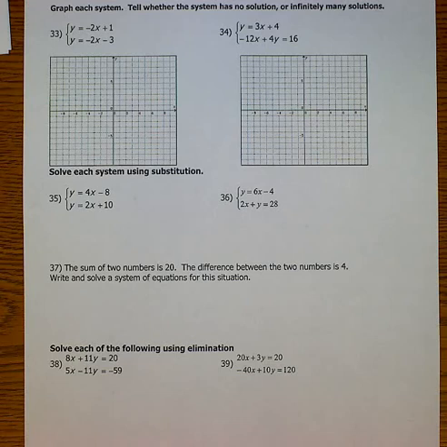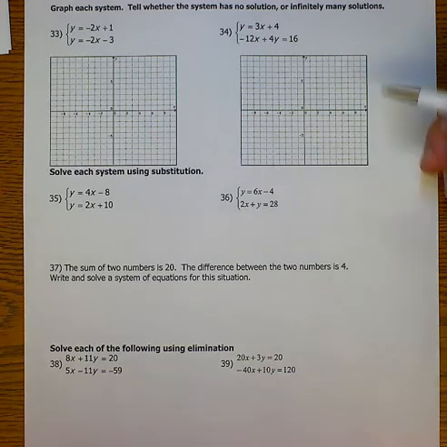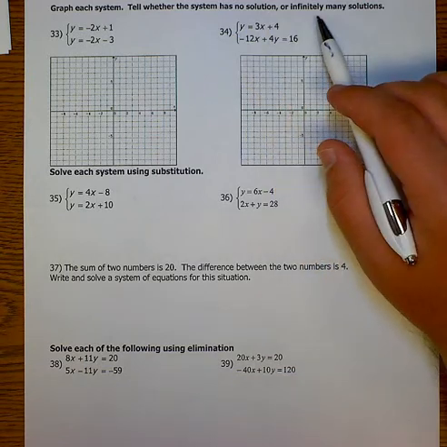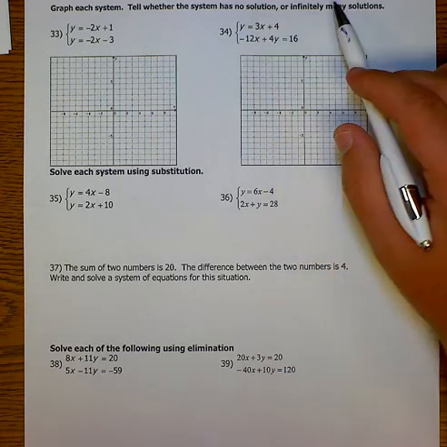All right, page 4 is all about systems of equations, whole pages. So 33 and 34 is graphing. It does say tell whether the system has no solution or infinitely many solutions. It is a hint, but let's graph them just to show you what happens.